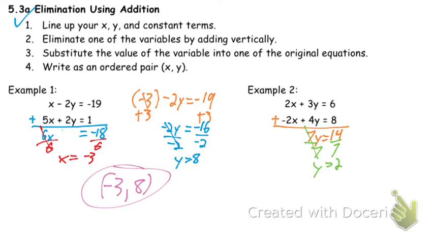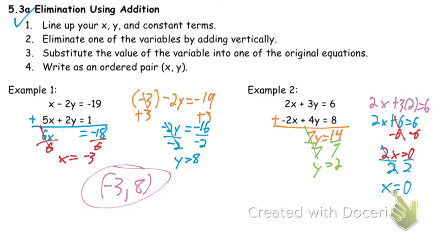Does anyone have a preference here as to which equation we should use, top or bottom? Okay, top. Why are you thinking top? Okay, no negatives, smaller numbers. Cool, let's do the top. Sounds good to me. 2 times x plus 3 times 2, instead of the y, equals 6. Well, 3 times 2 is 6. 2x plus 6 equals 6. Subtract 6. 2x is 0. Do we panic here and say it's infinite or no solution? No. We continue to divide and say divide by 2. What's 0 divided by anything? 0. So x is 0.